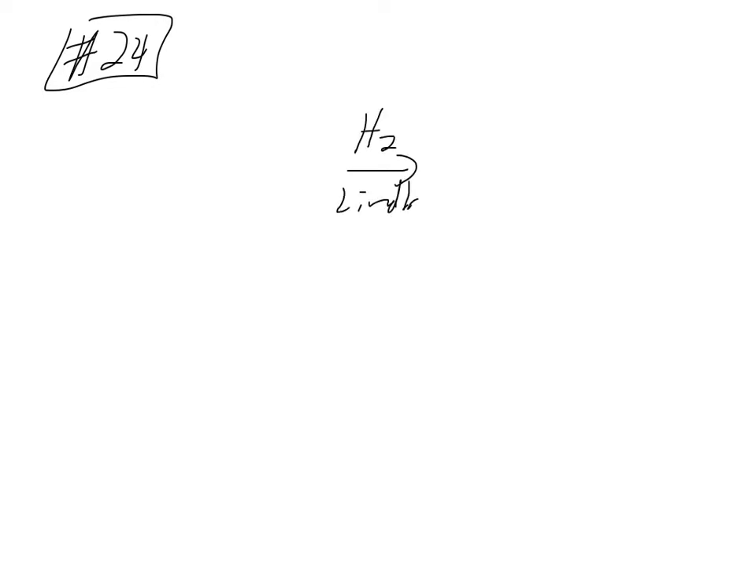Okay, so let's do number 24. It's been kind of confusing for people. It says H2 and Lindlar's, and that gives you compound B. Then you treat it with ozone, which we know. What does ozone do to alkenes? It's like a scissors. It cuts the alkene in half and makes 2 carbonyls on either side.